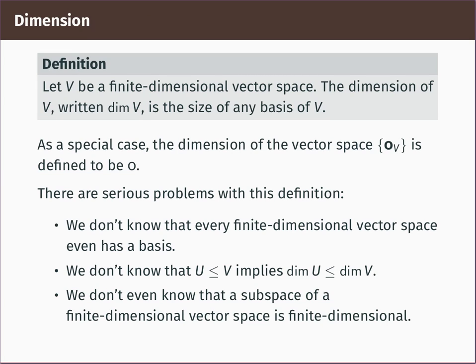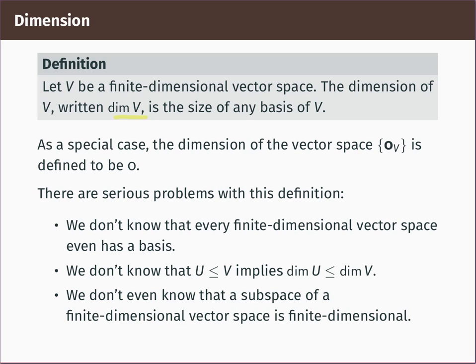So we're ready to make our definition, which is that if V is a finite dimensional vector space, the dimension of V, which we write like this, is the size of any basis of V. We now know that that definition makes sense because any two bases have the same size. We also make a special case in this definition. The dimension of the zero vector space, the vector space just containing a single vector, which is the zero vector for that space, is defined to be 0.